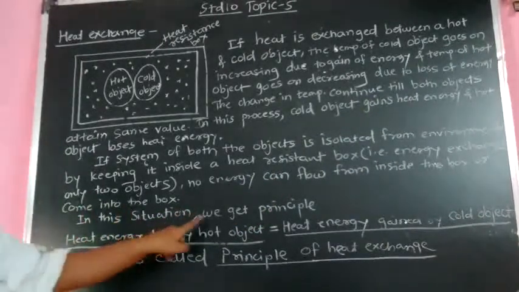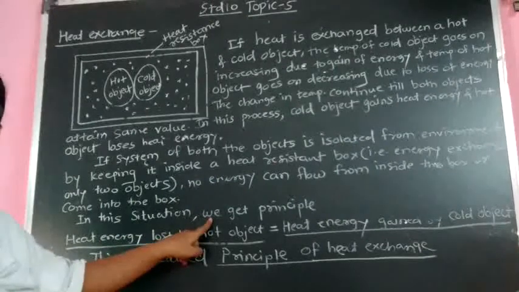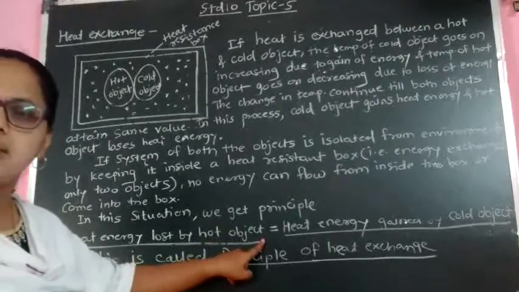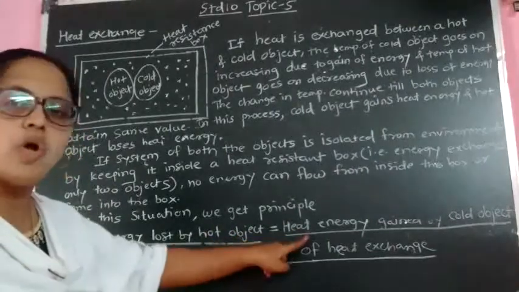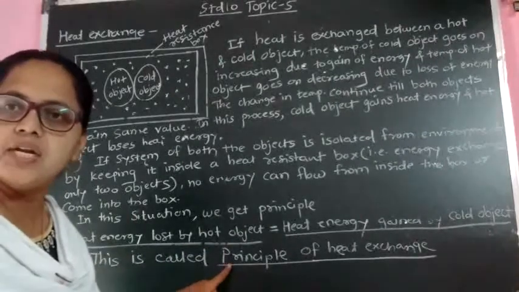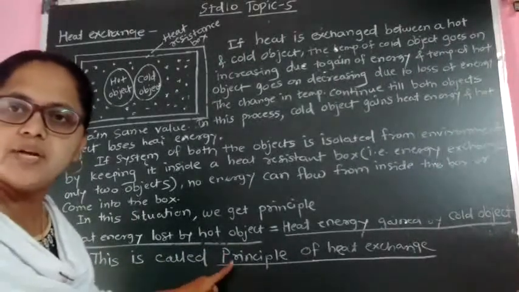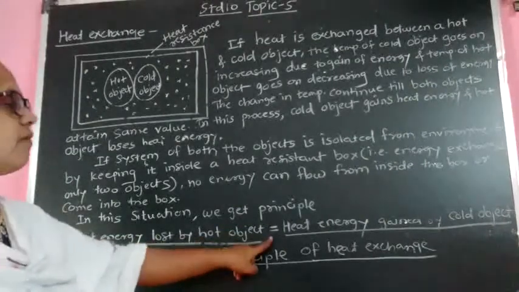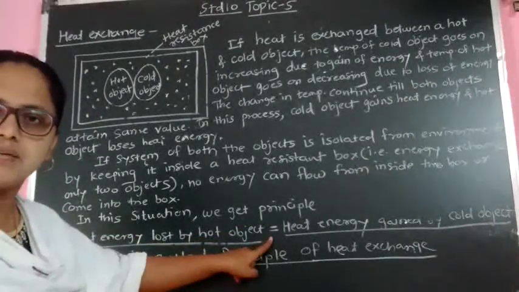So in this situation we get the principle. What is that principle? Heat energy lost by the hot object is equal to heat energy gained by the cold object. And this principle is called the principle of heat exchange. What is the principle of heat exchange? Heat energy lost by the hot object is equal to heat energy gained by the cold object.